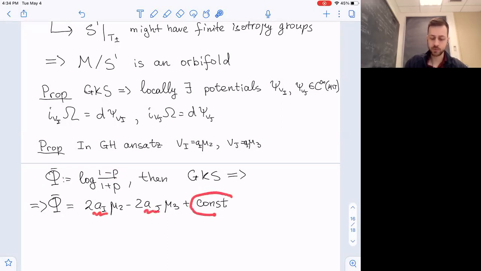So this constant which appears here is inessential, because it could be absorbed by redefining the moment coordinates. The moment coordinates are defined up to adding a constant anyway.